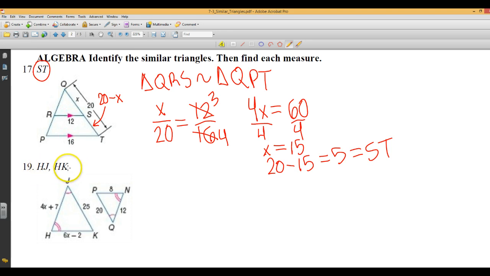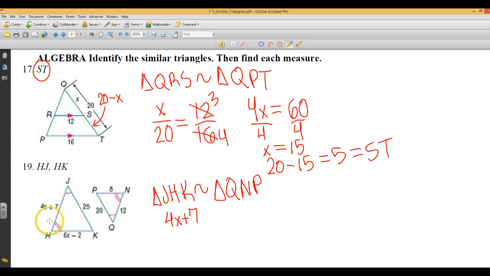For 19, we want to find HJ and HK. So first identify the similar triangle. So we have triangle JHK, going from 1 mark, 2 marks, no mark. Do the same thing in the other triangle: 1 mark, 2 marks, no mark. So that would be QNP. Then we can set up our proportion to solve for x. So we have 4x plus 7 of this triangle, and that's the side in between the two marked angles. That corresponds to this side, 12. And then we have 25, and that's the side in between 1 mark and no mark, so that's 20.